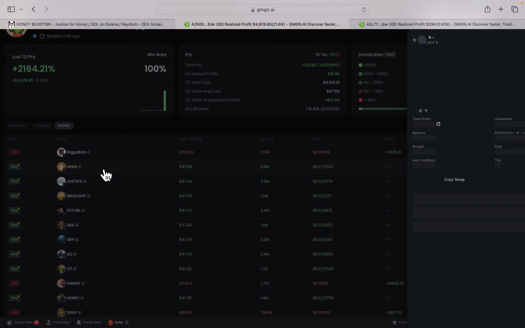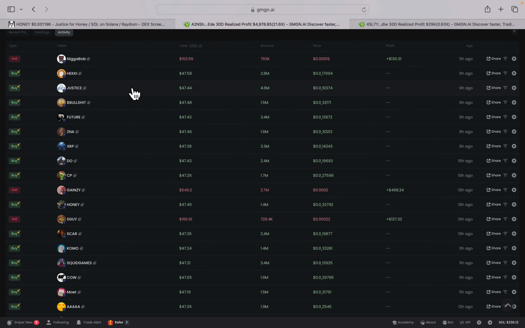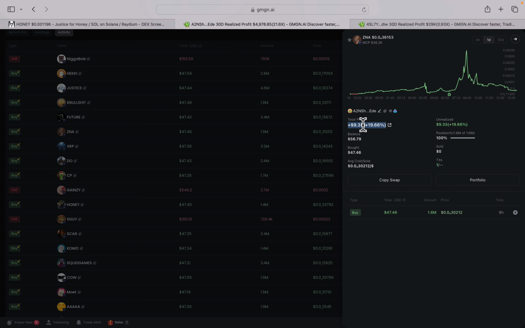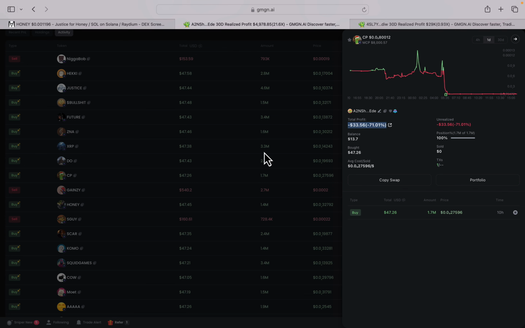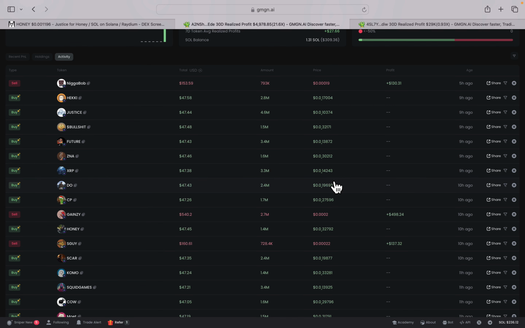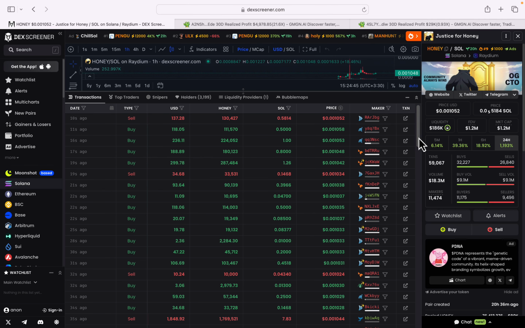For example, if I click on this one, he actually lost money in here, and probably this wouldn't go up. This one, he lost money. He lost money. Well, a little profit. This one, he lost money. That's not actually a good wallet to track. He has many transactions and most of them led to loss. Let's check another token in here.